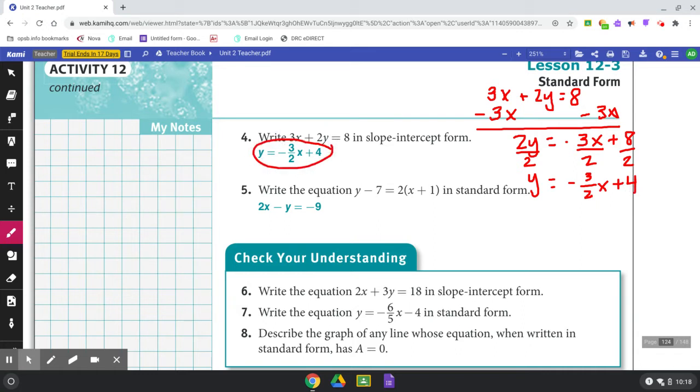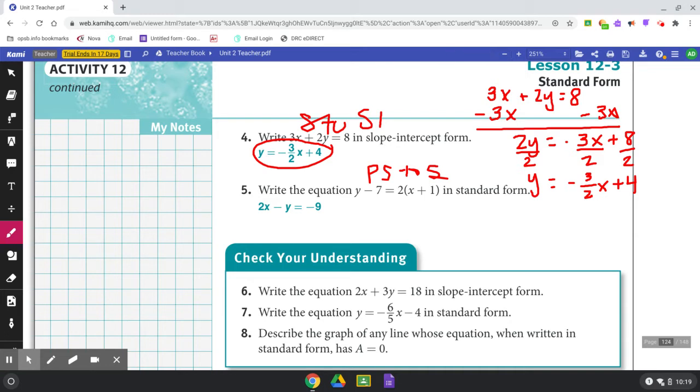Write the equation y minus 7 equals 2 times x plus 1 in standard form. This is point-slope form. So the previous problem was from standard to slope-intercept. This is from point-slope to standard.